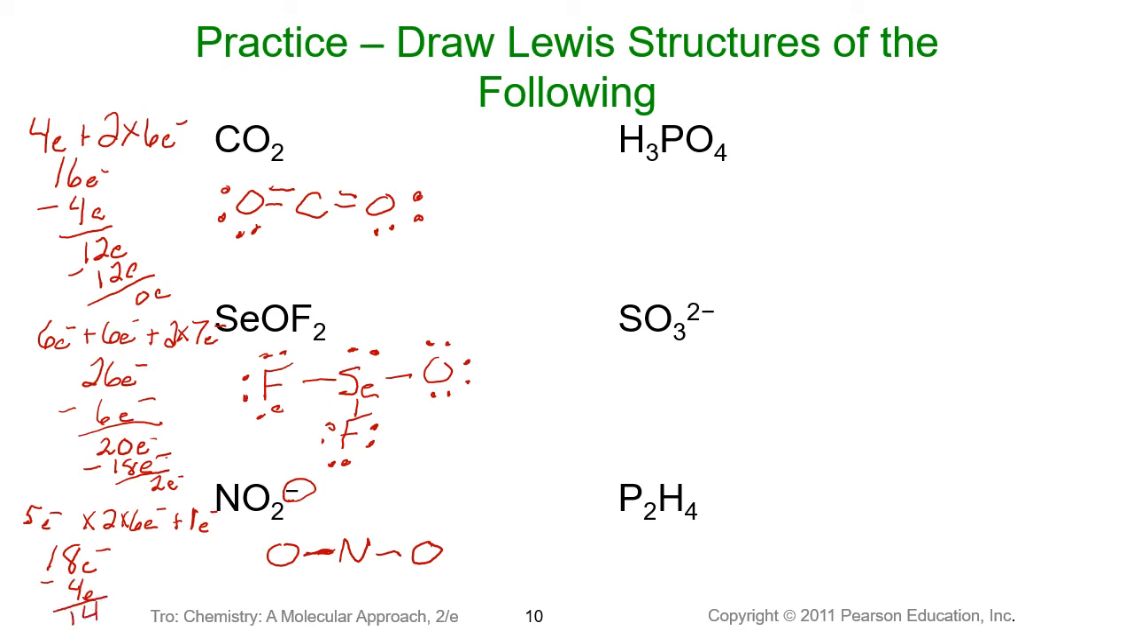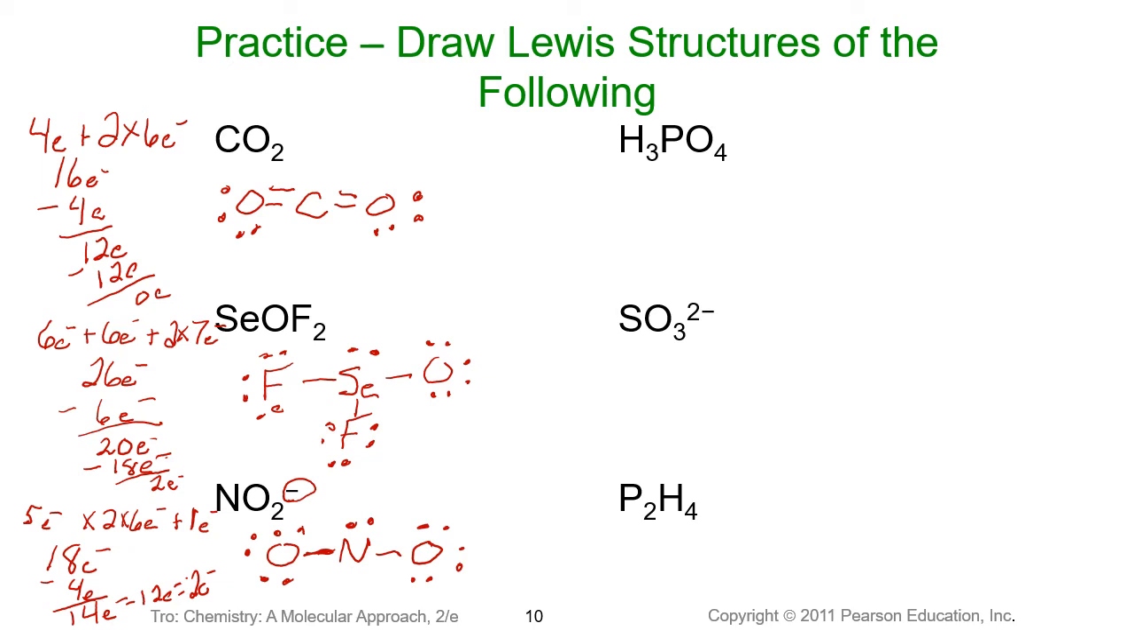We know that there's at least one bond that holds them together. We have 14 electrons left. Fill our outside octet, or the octet on the outside elements. That uses 12. We have 2 left. Those are going to go on our center element.